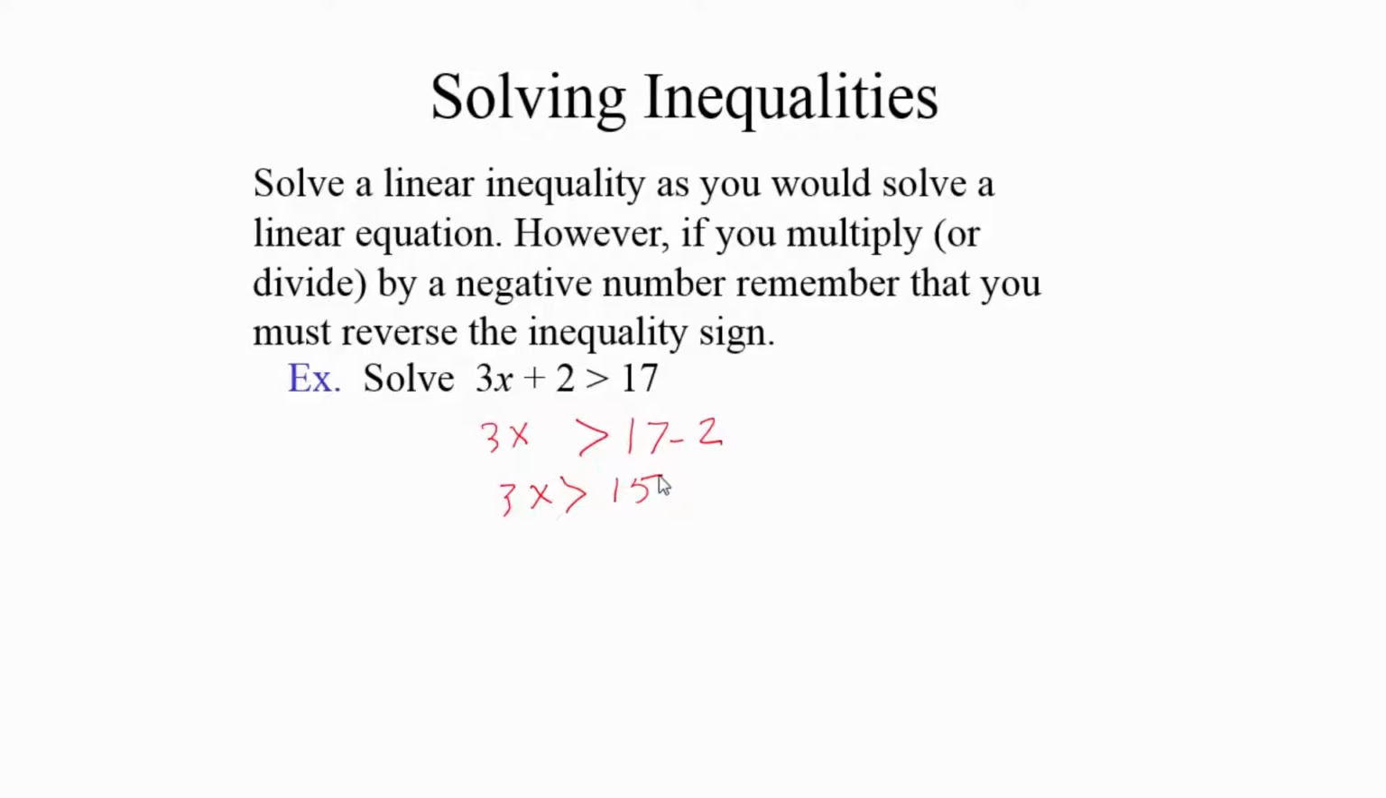Next, we divide both sides by the coefficient of x. Since the coefficient, which is 3, is positive, nothing would happen to the sign. So divide by 3 on both sides. So it would be x greater than 5. That's the answer. Any value greater than 5, not including 5, is the answer.